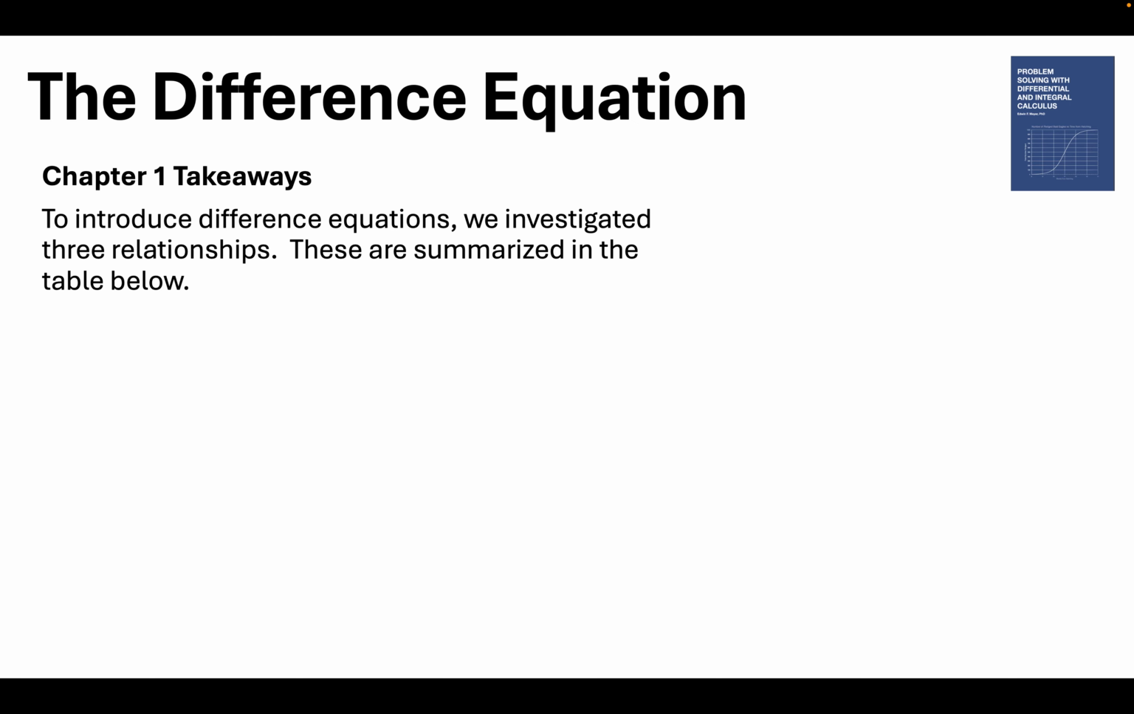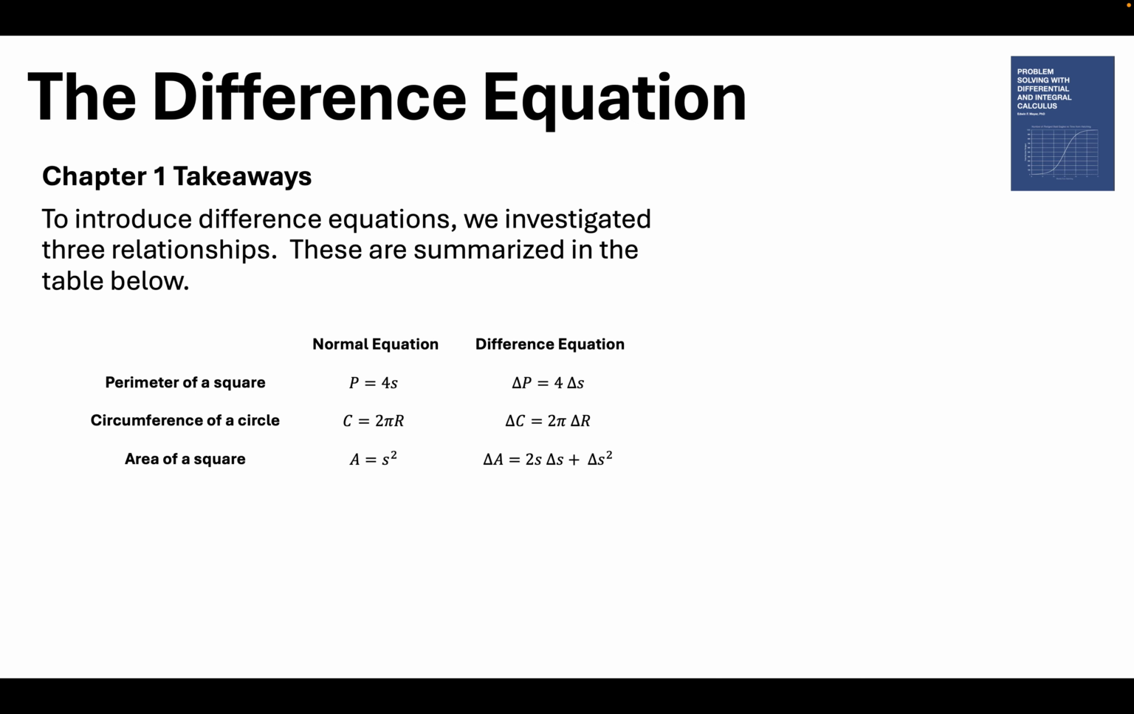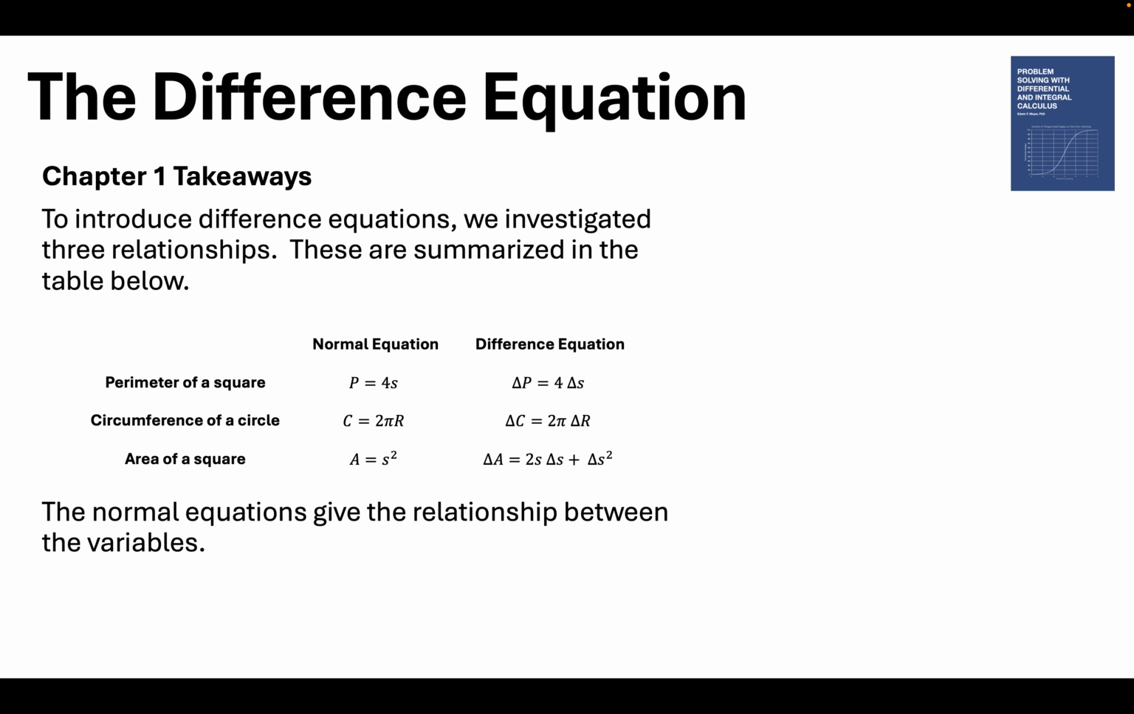And now, since this is the last section in chapter 1, we'll do a takeaway of chapter 1. We introduced difference equations. Here they are. We have the perimeter of a square, the circumference of a circle, the area of a square. The normal equations are the ones you're familiar with. The difference equations give the difference, the relationship, the difference. If I change one, how does the other respond?